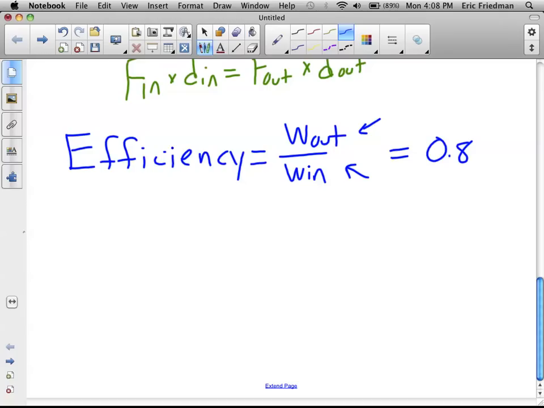All right, well, how do we deal with that? Well, you might be given the efficiency or have to figure out the efficiency. Let's do a problem where you have to figure out what the efficiency is. Okay? So let's say you've got another pulley system over here, right? And I'll just make up some numbers.